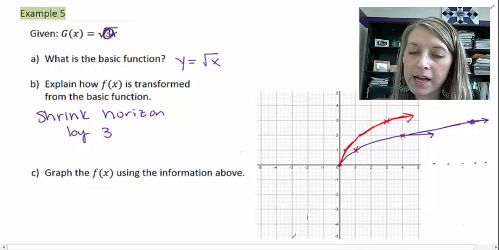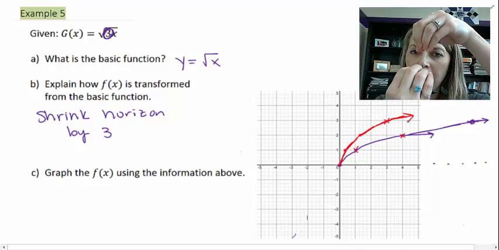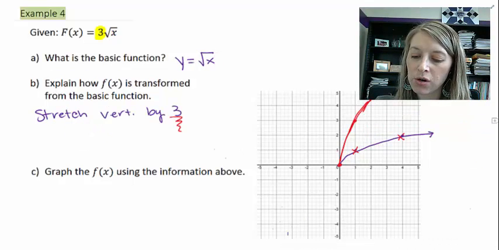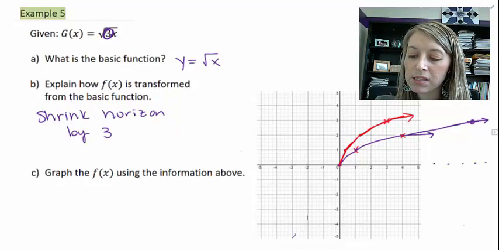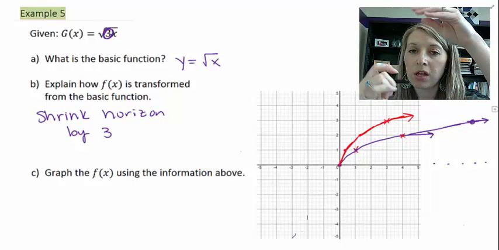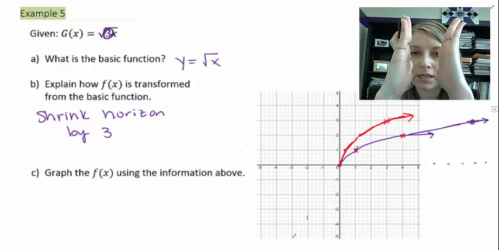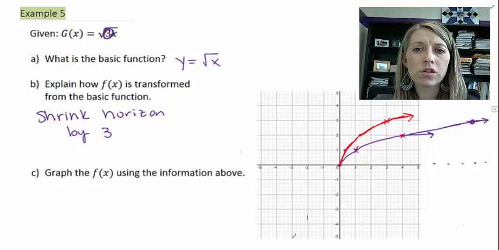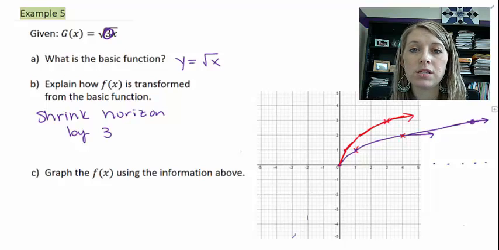Now, if I were to ask you what happened to it, you might think it actually stretched vertically, just like the last graph. But notice it's not. It wasn't stretched vertically. We actually smushed it horizontally. And of course, you can always double check these by graphing it in the graphing calculator. X-intercept stayed the same. Domain and range also stayed the same. And so at this point, we have identified all of our transformations.